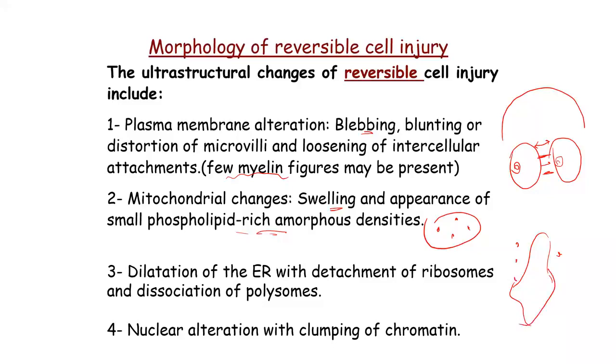Nuclear alteration shows what? It shows clumping of chromatin. You have the nucleolus, and you have just clumping of the chromatin, a few clumps of chromatin here, but still you have the details of the nucleus. This is not pycnosis. This is just clumping of chromatin, and this is due to decreased pH of the cytoplasm.